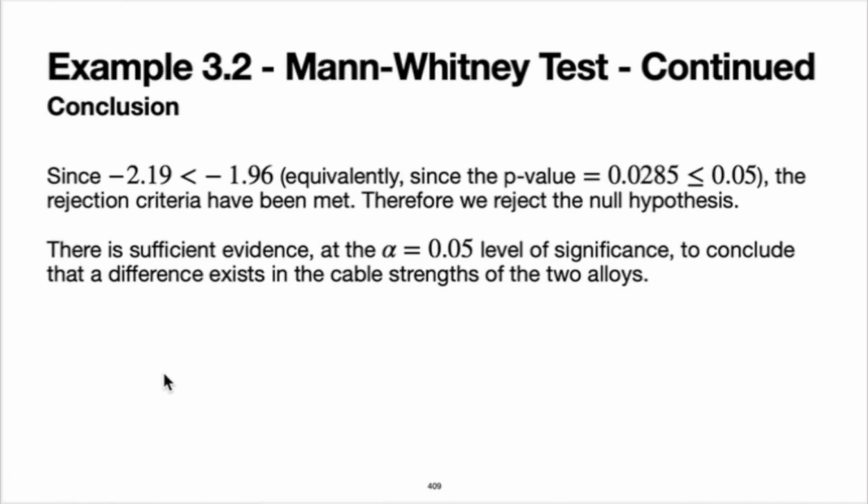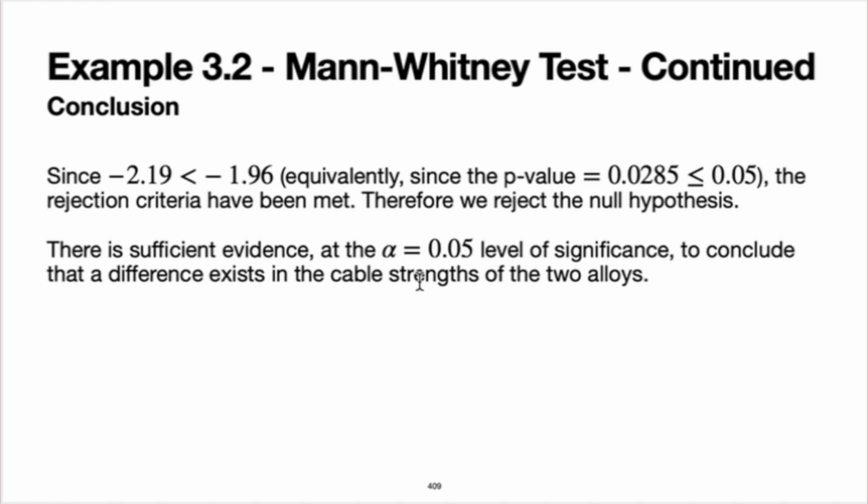Since negative 2.19 is less than negative 1.96, or equivalently, since the p-value, which is 0.0285, is less than or equal to 0.05, the rejection criteria have been met. And so therefore, we reject the null hypothesis and conclude that the alternative is true. We can say that there is sufficient evidence at the 0.05 level of significance to conclude that a difference does exist. Now this says cable strengths.